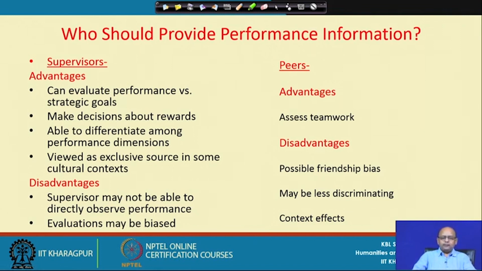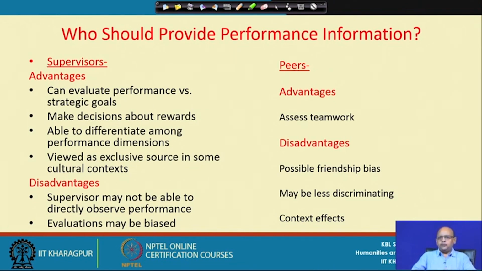Now, if you look at supervisors providing the data related to the performance, since he is involved in identifying goals and aligning them with the strategic goals of the organization, it is always good to involve supervisors, because he is going to see that based upon your performance you get the reward, and he will be able to differentiate on various dimensions of the competencies of performance, how well you have done. So, he would be considered the most important source in collecting data from the employee. The disadvantage is that if he is not able to observe certain things, then he will not be able to provide data, and if he does not like the subordinate, then his evaluation may be biased.